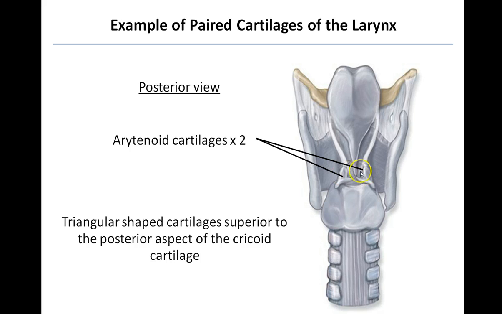What you will find with these smaller cartilage pairs is that they will help move structures such as the true and false vocal cords. The false vocal cords help close up the entrance to the larynx, whereas the true vocal cords are involved in producing sound. So those cords will be attached to these cartilage pairs, and there will be muscles here as well that will help move the cords and carry out whatever function is required of them.